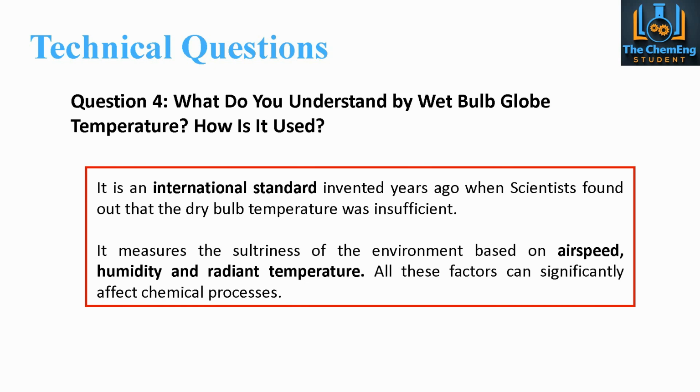And this essentially measures the sultriness of the environment based on the airspeed, the humidity, and the radiant temperature, because all of these factors can significantly affect chemical processes. Because if we have high humidity, even down to very primitive examples, say you try to light a fire in the Amazon rainforest, then a lot of the time it's almost nigh on impossible, because the air is so humid that if it's 100% humidity, there is so much moisture in the air that creating a fire would be pretty difficult. Whereas in a very dry and low humidity environment, say the Sahara Desert, creating a fire would be incredibly easy. We could almost have spontaneous combustion.